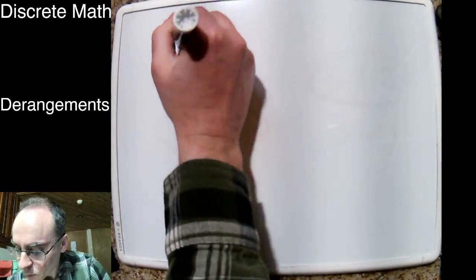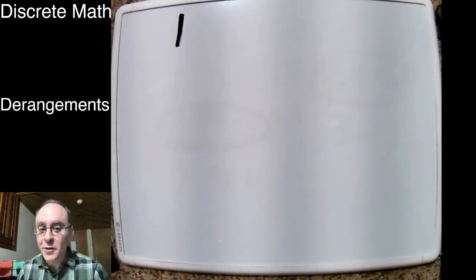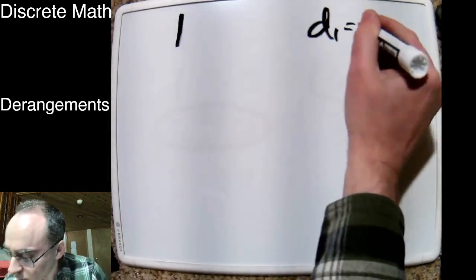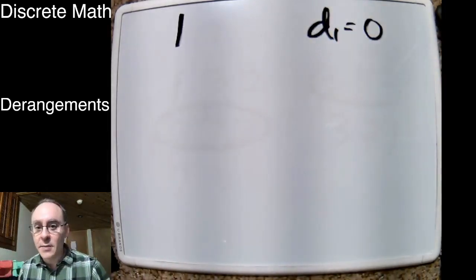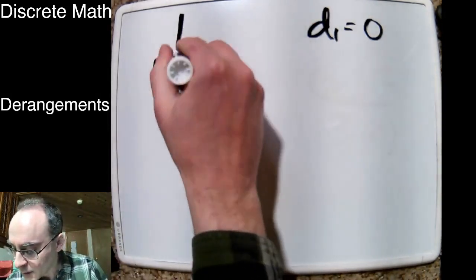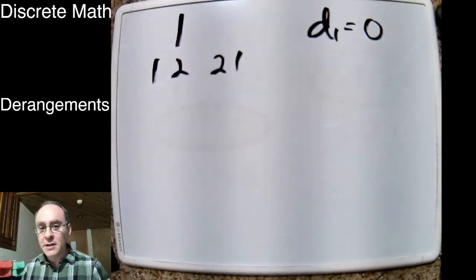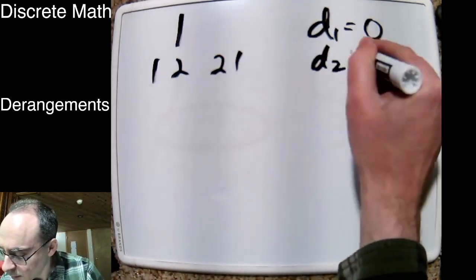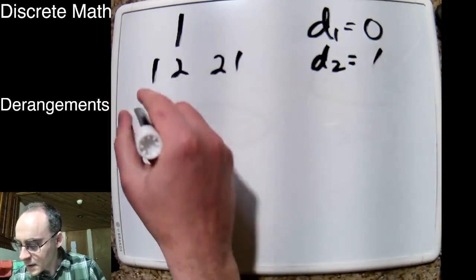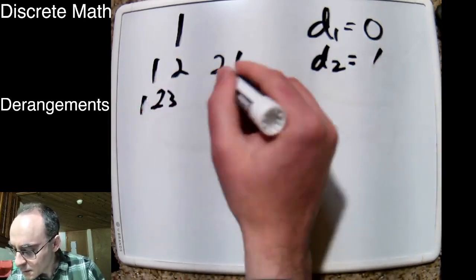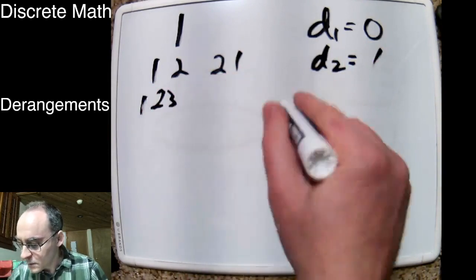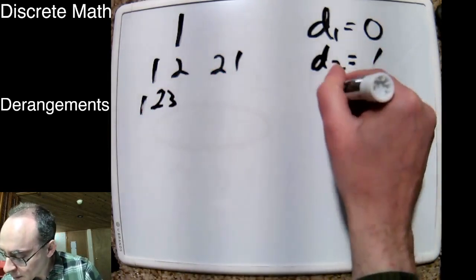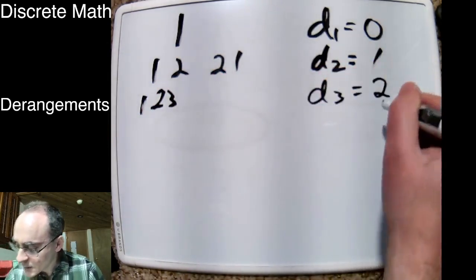For example, if I have just one object, then I only have one permutation, and that doesn't move anything. So there's 0 derangements there. So we would say d1 equals 0, where d sub n is the number of derangements. If I have 2 objects, there's only 2 permutations, and one of them just swaps them, and that is a derangement. And so d2 equals 1. We just saw that if I have 3 objects, there's 2 possible derangements, 3, 1, 2 and 2, 3, 1. So d3 equals 2.